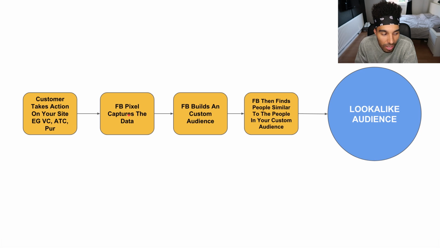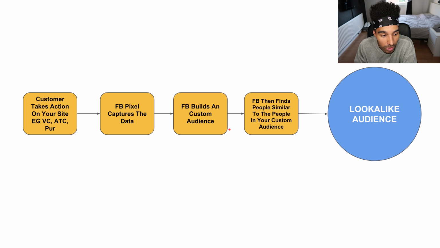Then what happens is, like I've mentioned, once you've got your Facebook pixel all set up correctly, the pixel will then capture that data. And then Facebook can build the custom audiences. Okay, so for example, they might have 500 people who have added to the cart, 500 people who have purchased, or 500 people who viewed the product page.